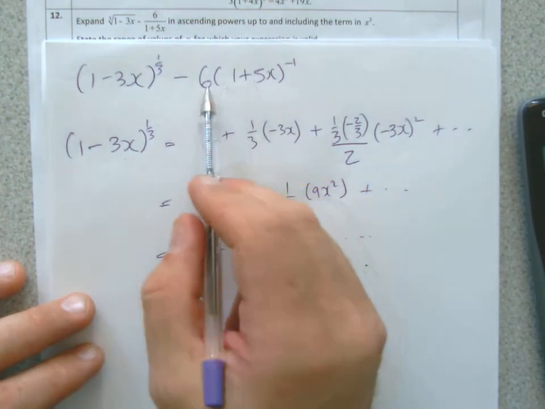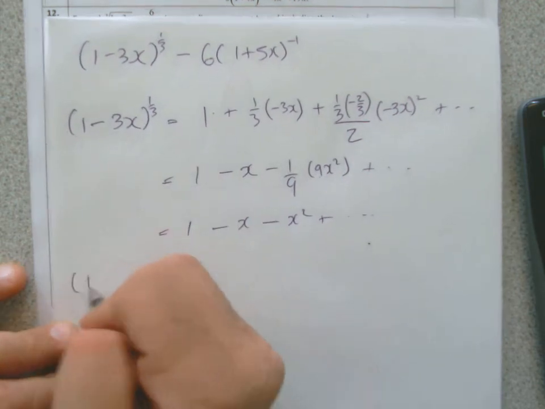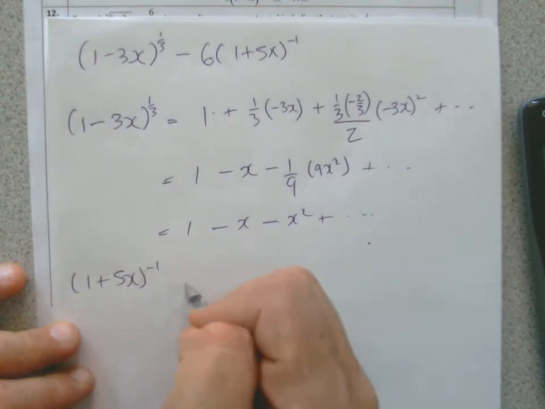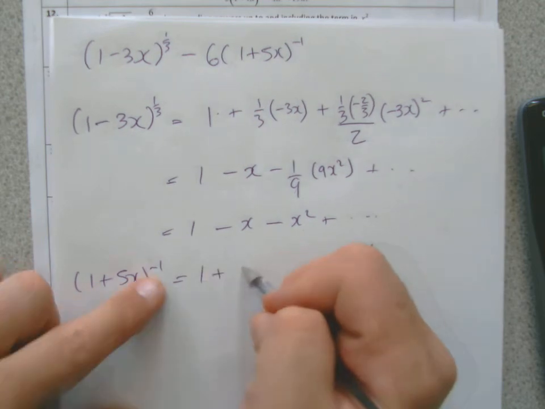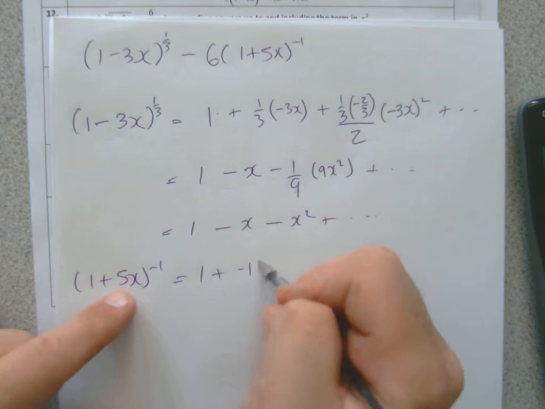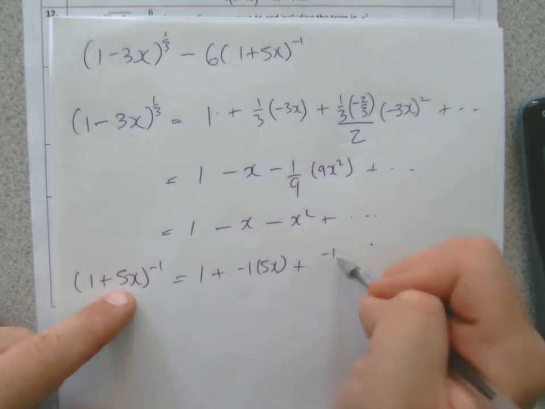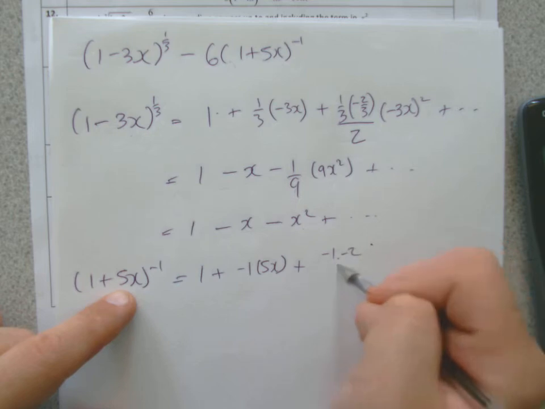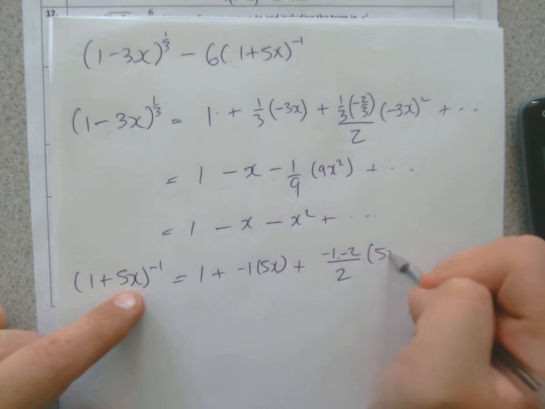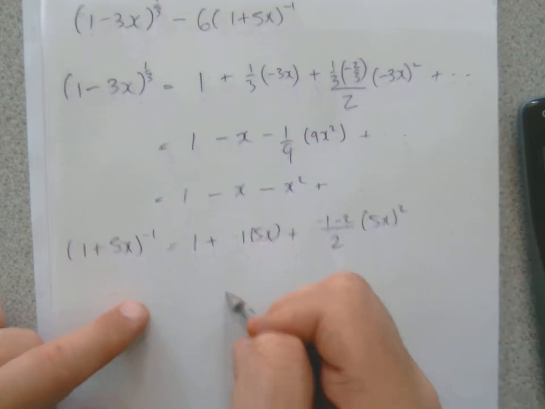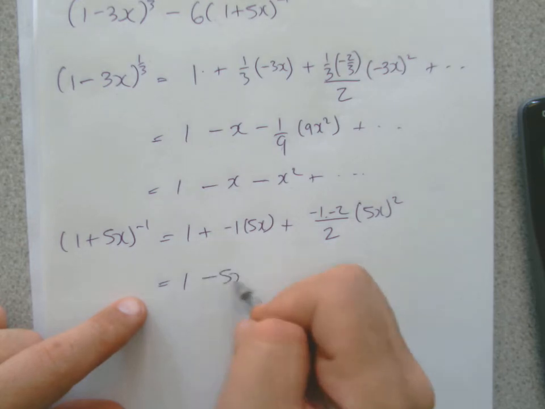Let's now expand this. And don't worry about the 6 here, right? We'll sort the 6 out later. Let's just do this. Okay, so then you've got 1 plus n, which is minus 1, times x, which is 5x. Okay, in this case. Plus then n, which is minus 1, times n minus 1, which is going to be minus 2, over then 1 times 2, which is 2, times then b squared, which is 5x all squared. Okay, so this becomes 1, then plus minus there becomes a minus, so that's just minus 5x.